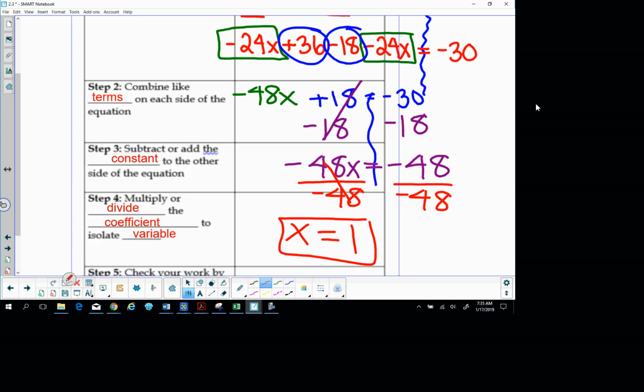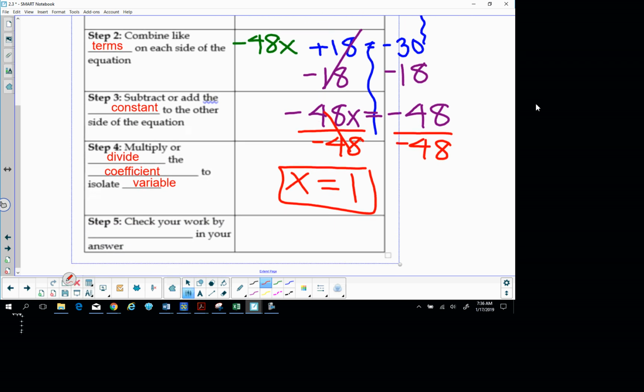And so this is an equation. Remember, with inequalities, I have more than one answer. But with equations, there's only one solution here, which is 1. Last thing, and remember, you don't have to do this every time, but when you do your ticket out the door and things, it's a good idea to check your work by plugging in your answer.